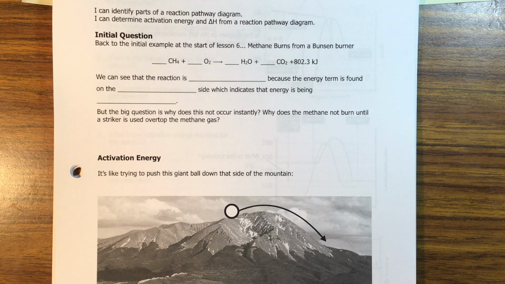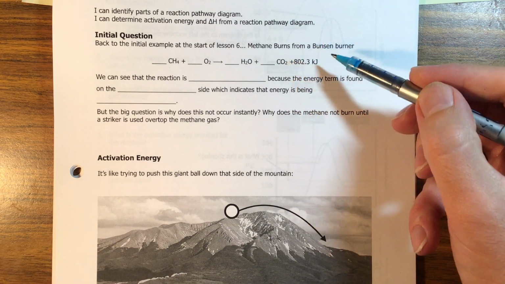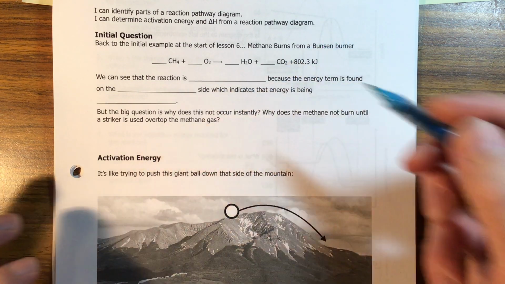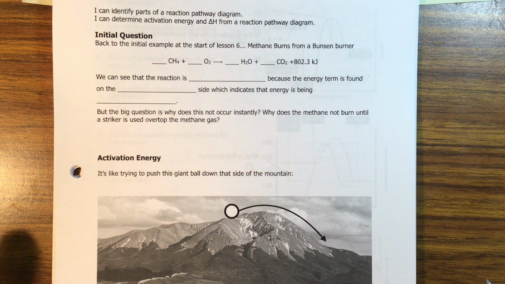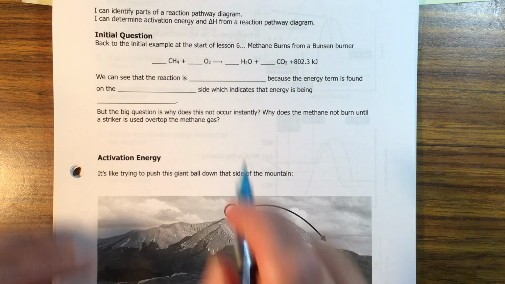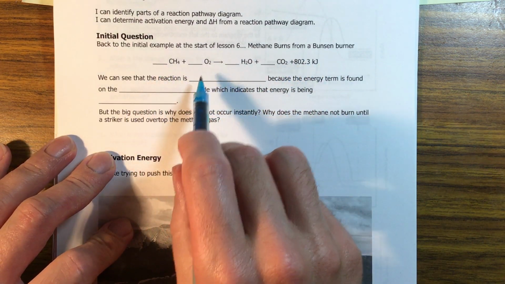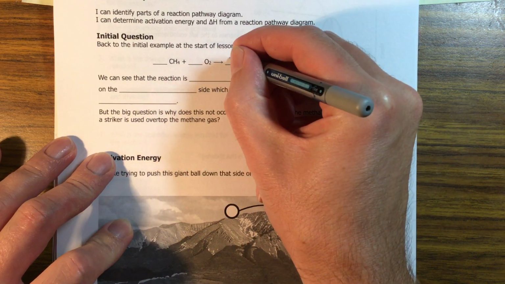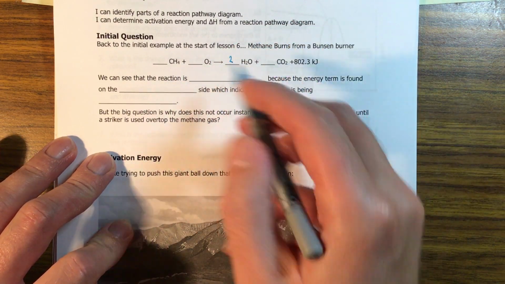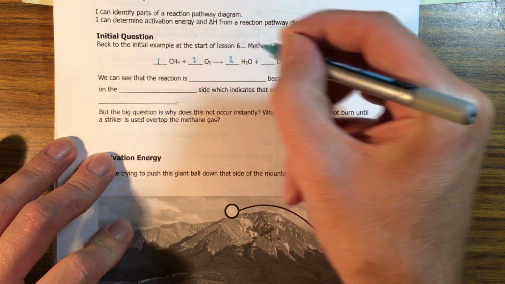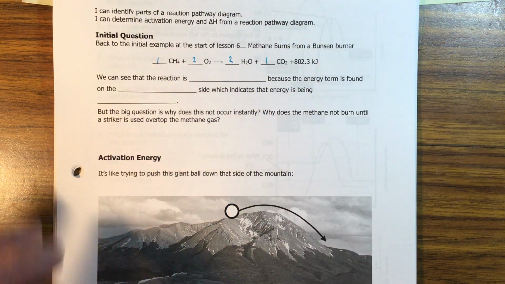Let's look at this methane burning from a Bunsen burner equation. We've got CH4, methane, plus oxygen gives us H2O plus CO2. Anytime you see an equation, the first reaction is to balance it. C's are balanced. O's are not balanced. H's, well, we need a 2 here. Now we've got 4 O's on this side, 2 here, 1, 2, 2, 1.